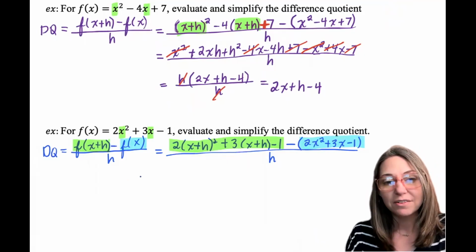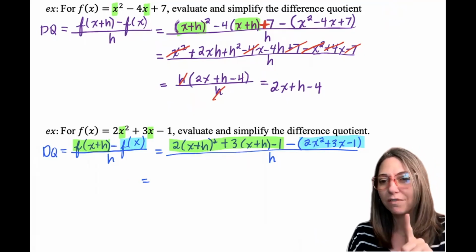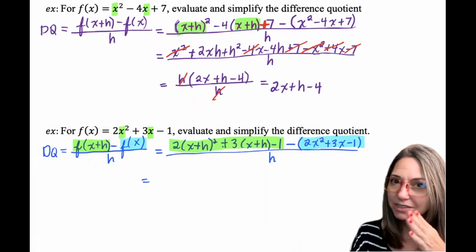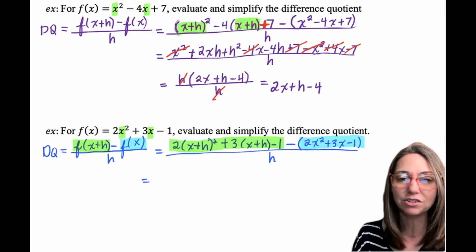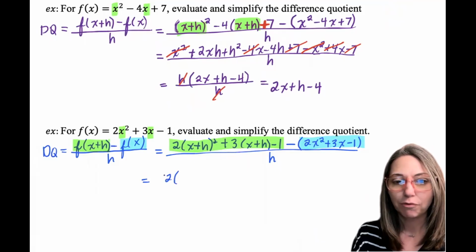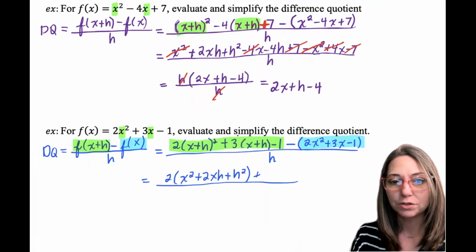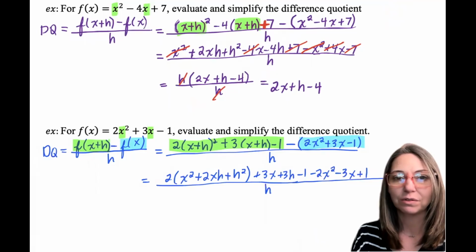Now we multiply it all out. Okay, so remember order of operations, exponents, PEMDAS. Please excuse my dear Aunt Sally, right? E comes before M, so exponents before multiplication. So we're going to FOIL this first before we multiply in the 2 to get x squared plus 2xh plus h squared plus, distribute the 3x plus 3h minus 1. And we're distributing that negative to get minus 2x squared minus 3x plus 1 all over h.